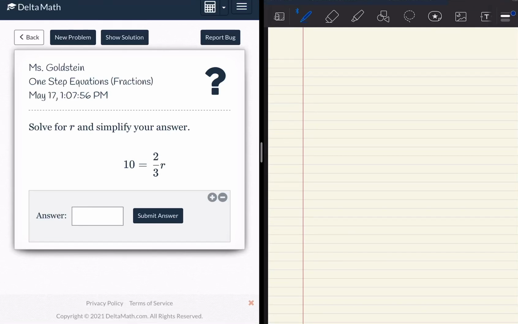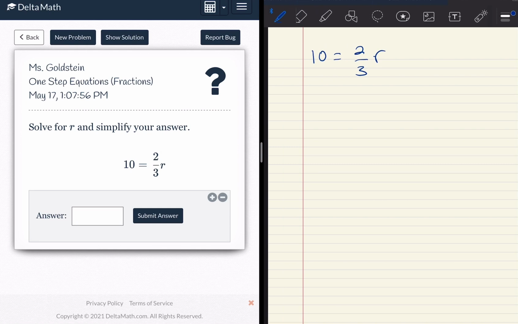Hey, today we're going to work on day 3, one-step equations with fractions and decimals. So I'm going to start with fractions. Our first example is 10 equals 2/3 r, and we want to get r by itself.